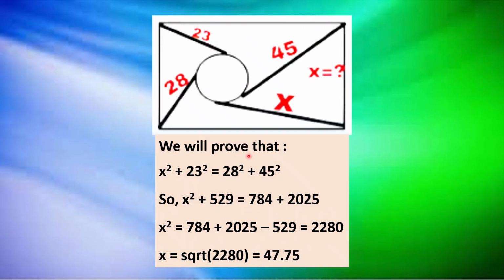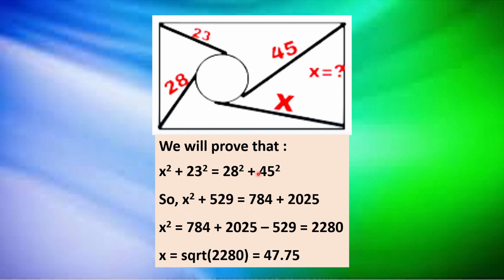Now we will prove it that x square plus 23 square, that is the opposite tangents, x and 23, x square plus 23 square is equal to the other two tangents, 28 square plus 45 square. X is a tangent and opposite we have got 23, that's the length of the tangent, so x square plus 23 square, and the other two tangents 28 and 45, 28 square plus 45 square, this should be equal.